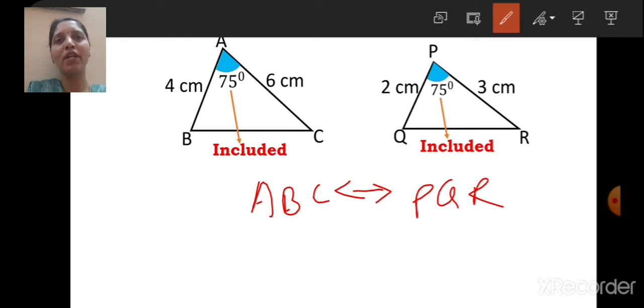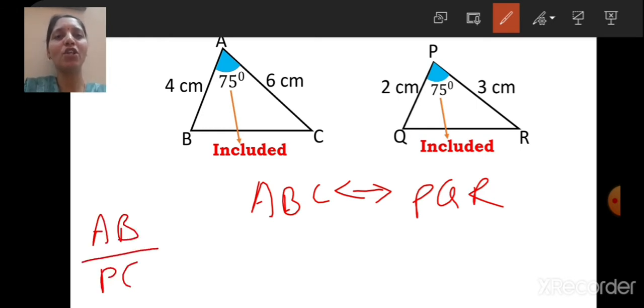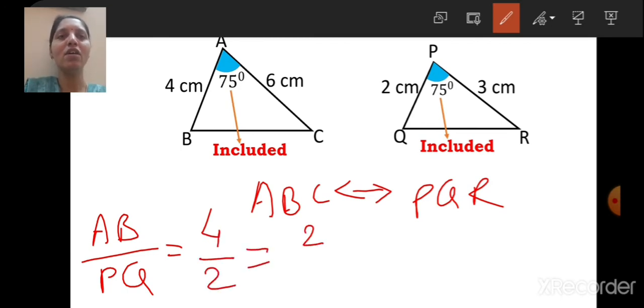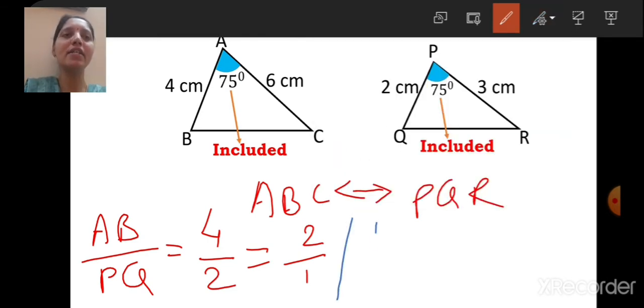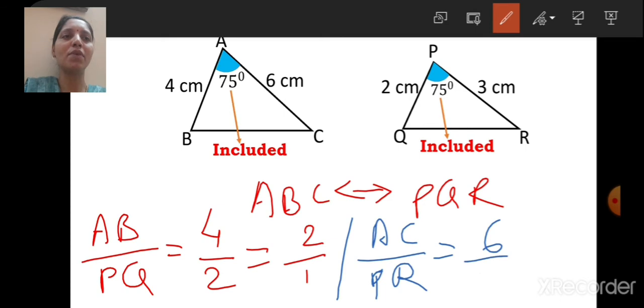Now two corresponding sides should be in the same proportion. That means you have to find the AB is to PQ ratio. What is the AB is to PQ ratio? AB value is 4, PQ is 2. So you will get here 2 upon 1. Similarly, you have to find the AC is to PR ratio. What is AC? AC is 6, PR is 3. It is nothing but 2 upon 1. So both have the same value. That means they are in the same proportion.